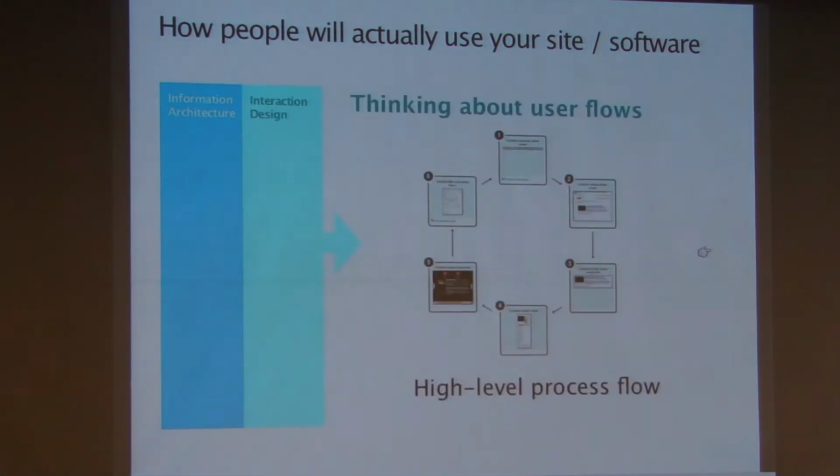So information architecture, it doesn't talk too much about that. Interaction design, so how are people going to interact with it? Are people going to be at this place and then go to there, or what are they going to want to do? If you're at A and you want to go to C, do you have to go through B, or can you go directly to C?